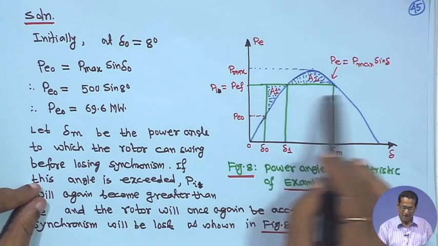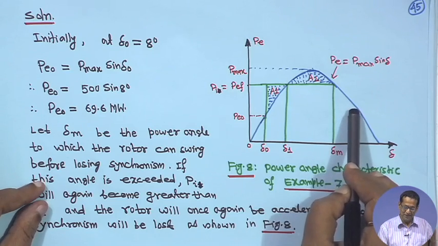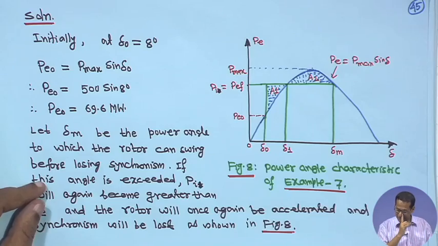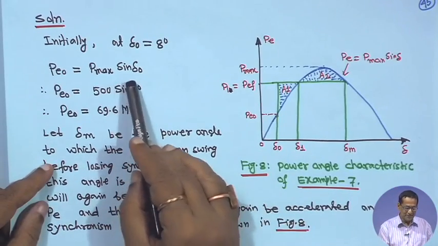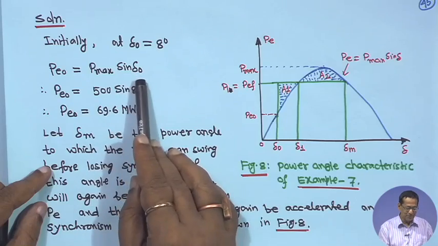If it goes more than delta m, then what will happen? P will be less than P I, and the system will become unstable. I will come to that. So, P 0 is equal to P max sin delta 0, with delta 0 equal to 8 degrees.